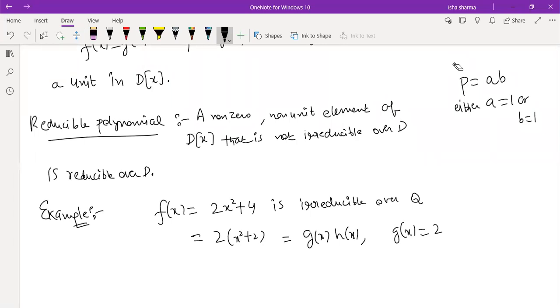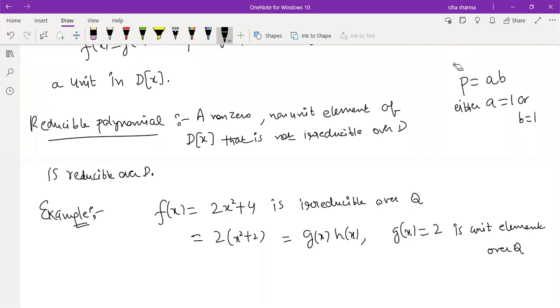Yes, ma'am. So we know that it's invertible because we are talking about the field. So this is clearly a unit element over Q. That's what we require for the definition of irreducible, that whenever you try to factorize, one of the factors has to be a unit element, the other one whatever it is. And you will see there is no other factorization possible because it does not have any roots over Q.